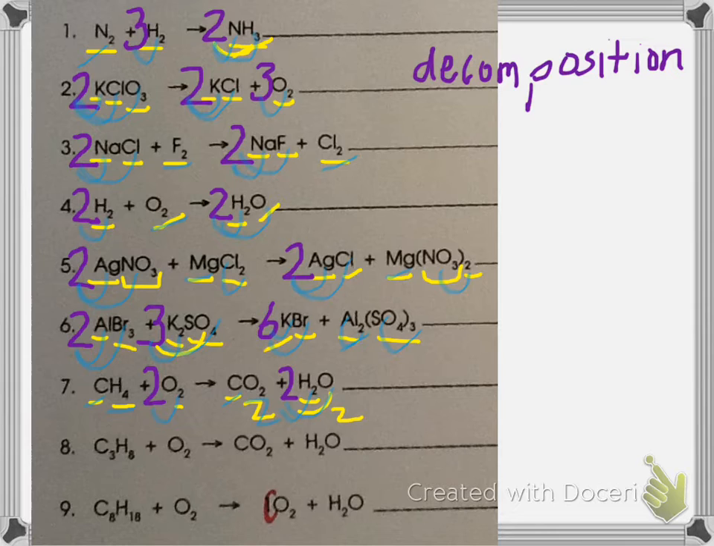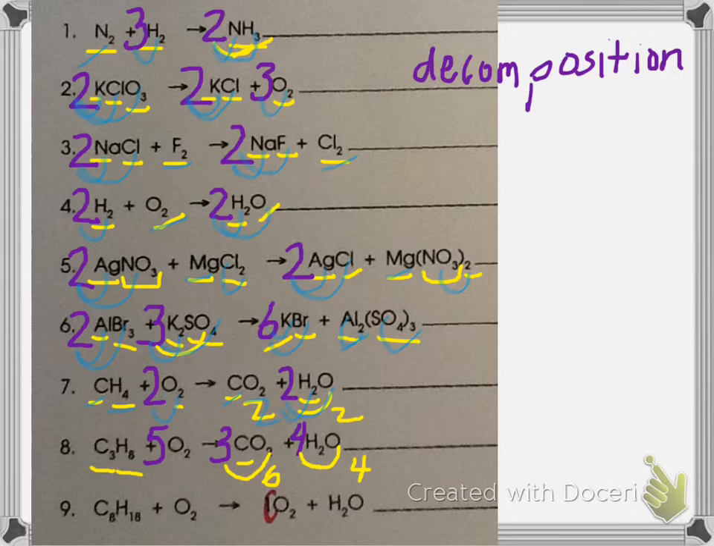Reaction number 8. I have 3 carbons here, and I have 1 carbon here, so I need a coefficient of 3. I have 8 hydrogens here, and I have 2 hydrogens here, so I need a coefficient of 4 in front of water. I know on the reactant side that I have 2 oxygens, so I'm going to look at how many I have on my product side. I have 3 times 2, which is 6, and plus 4 more, that makes 10. So to get 10 oxygens on the reactant side, I need a coefficient of 5.